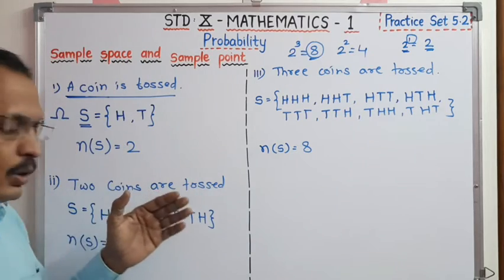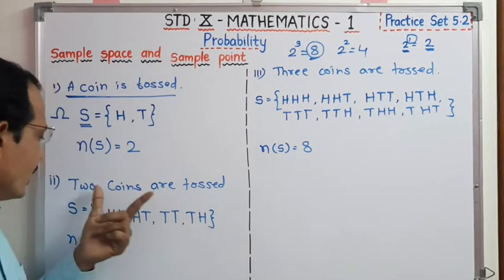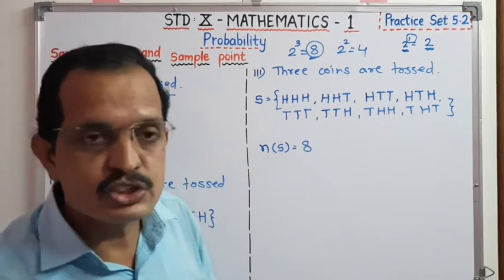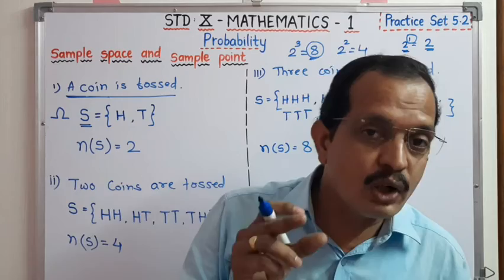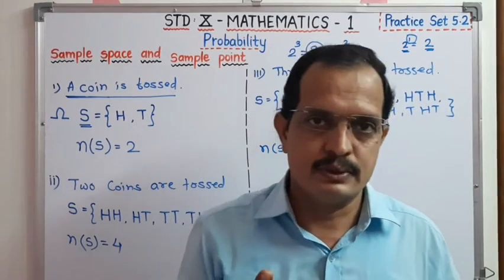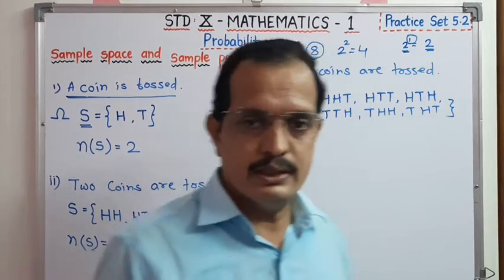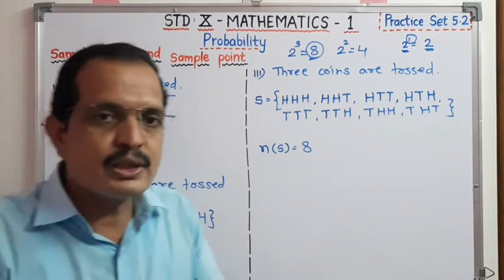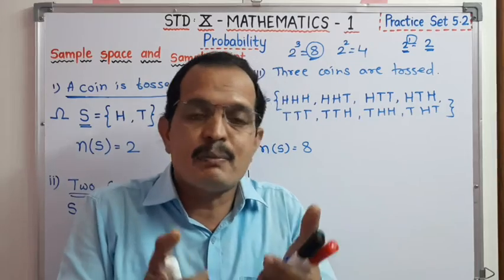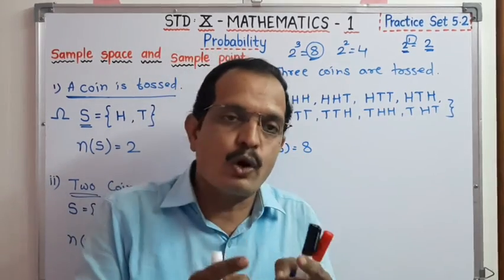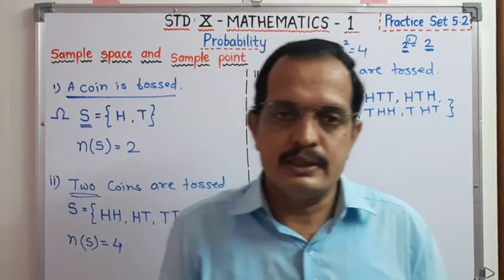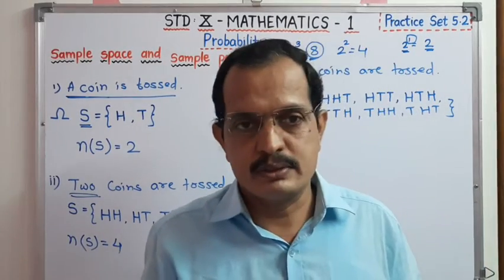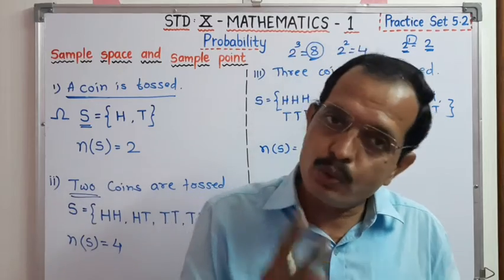In an exam or in a question, "2 coins are tossed" is the same as "1 coin tossed 2 times". Try to understand this. There are 2 separate coins, and we toss the 2 separate coins simultaneously. That means 2 coins tossed simultaneously, and 1 coin tossed 2 times.